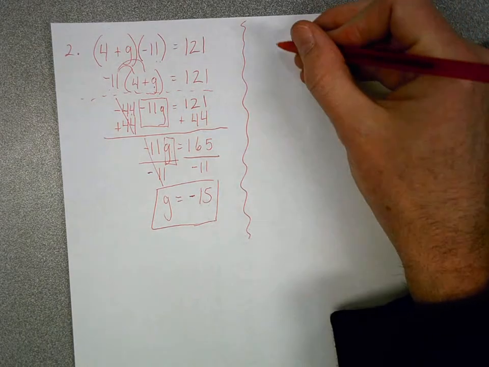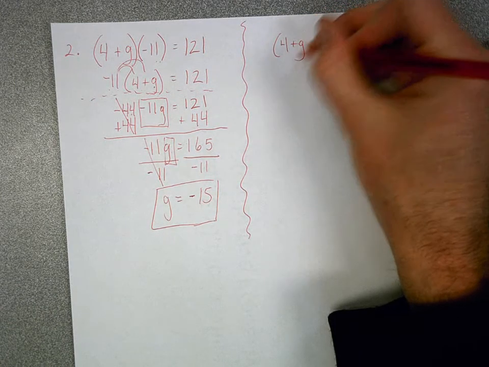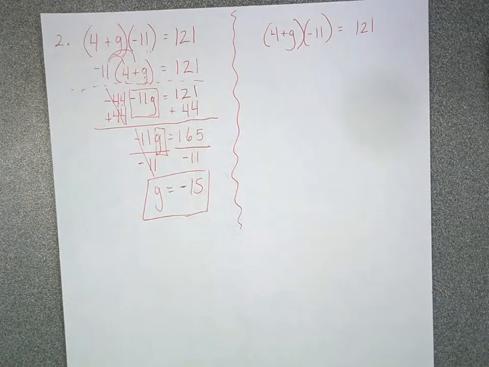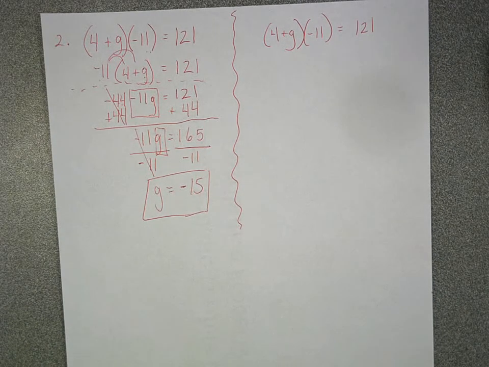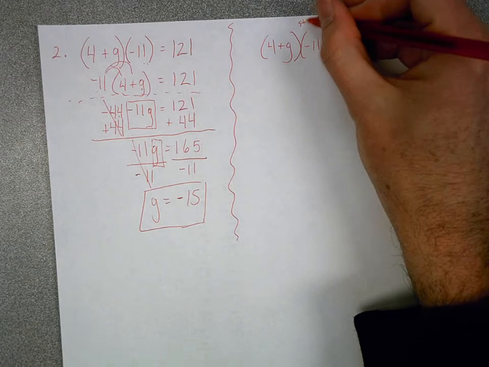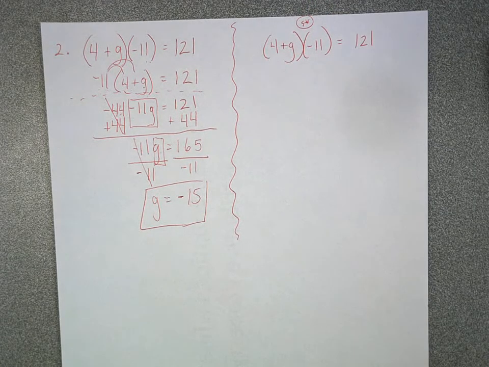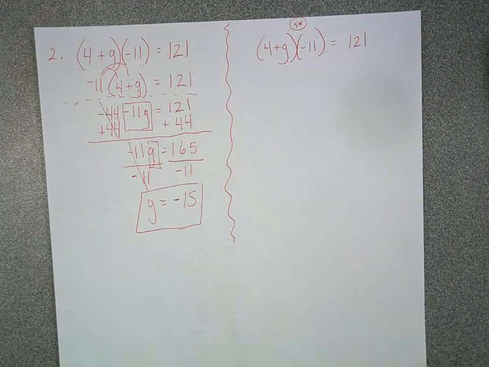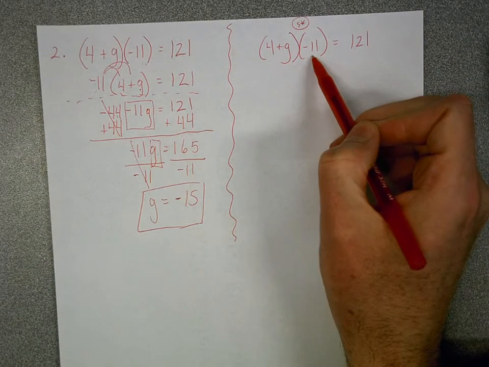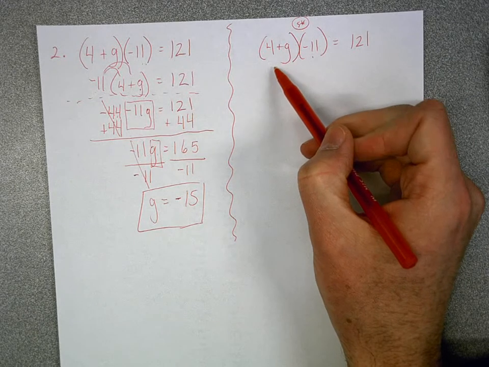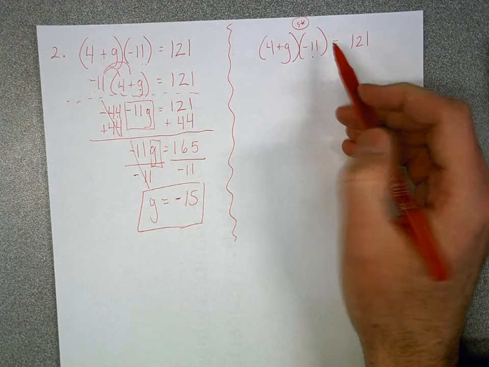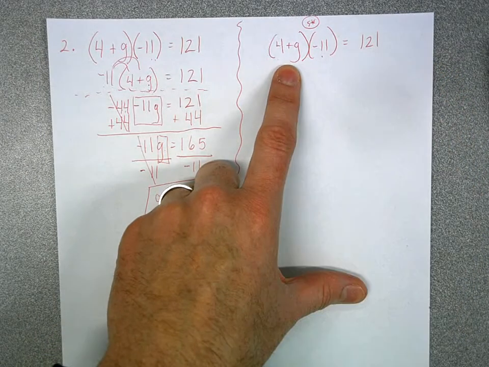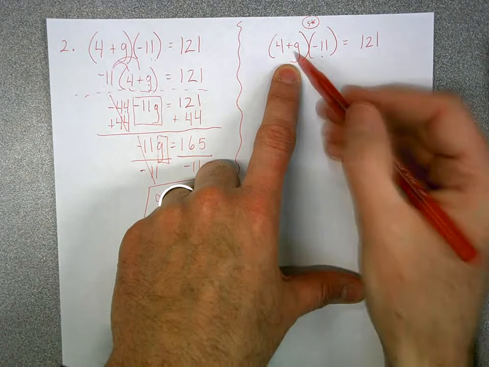All right, so here's what we've got. We have the sum of 4 plus g times negative 11 equals 121. Now, I'll call this step star, but you don't have to write this step at all. But when you can use distributive property, here's the skill that will work. I have this integer multiplied with this expression in here. Now, because of the parentheses, this expression in the end really has one value.